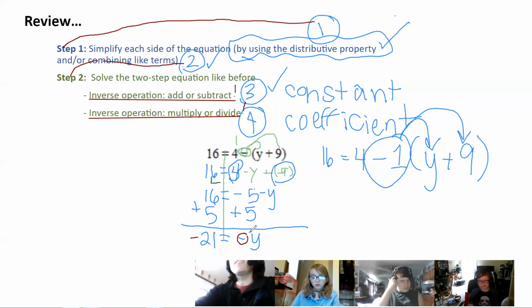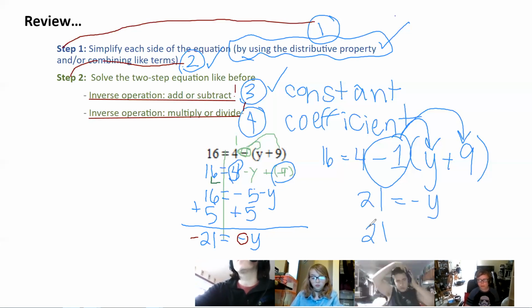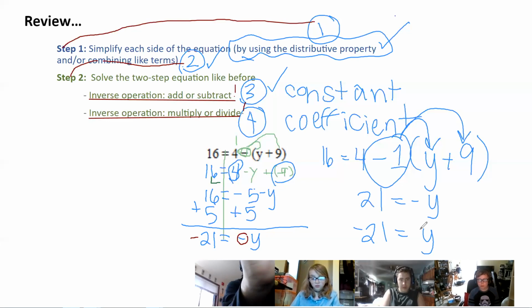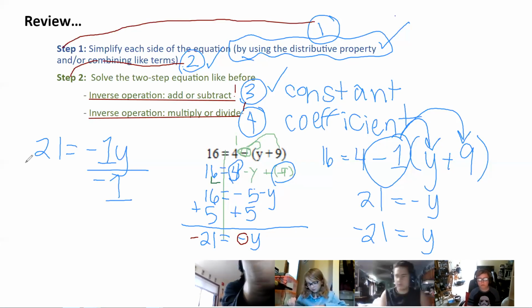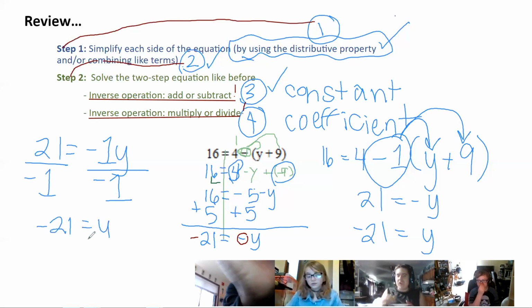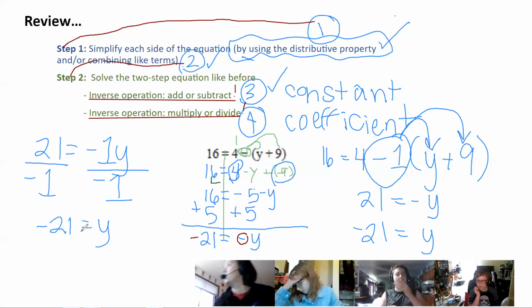Yeah, you could just kind of slide it over. You could either say, well, if negative y equals 21, then positive y would equal negative 21. Yeah, that's cool. You could just slide it over. Mathematically, what we're doing is we're dividing by a negative 1, because negative y is just like saying negative 1y. But it's okay if you just kind of reason it out. That's cool.